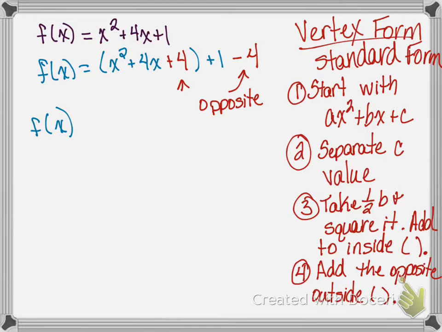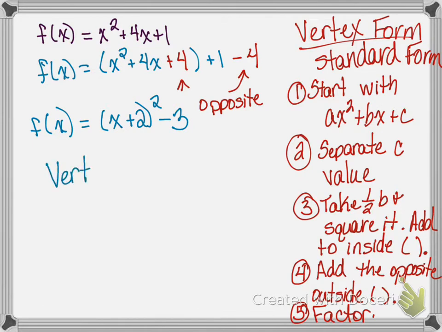So I factor my perfect square trinomial. We know that becomes x plus 2 squared. And then I've got minus 3. So my vertex is negative 2, negative 3.